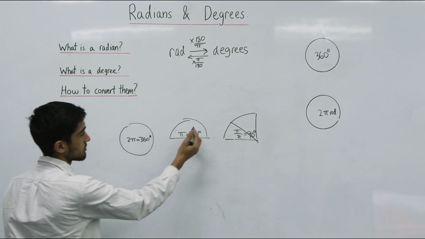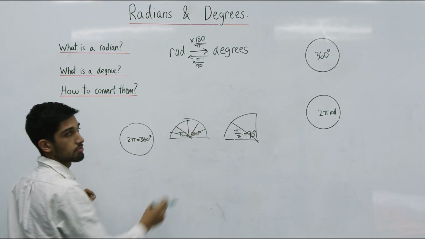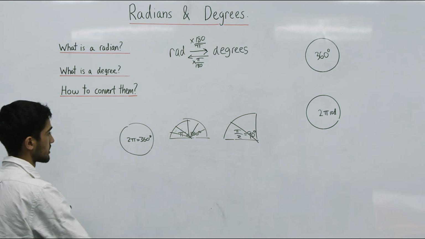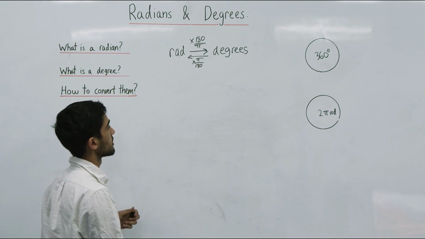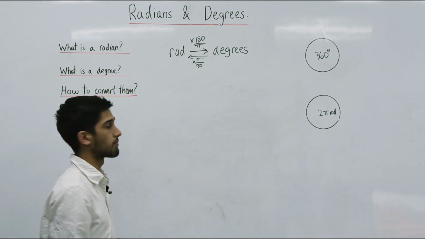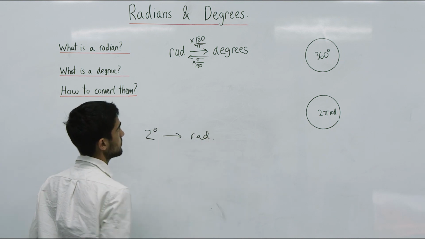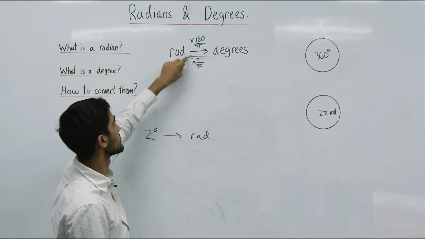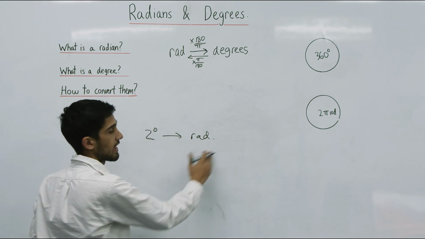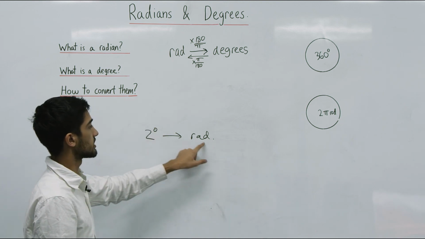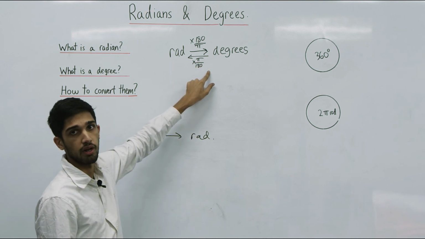Pi divided by 6, if we cut this into sixths, would give us 30 degrees, because 180 over 6 is 30 degrees. But to convert it in terms of practicing for any degree or any radian, what we can do is, let's start with something basic. What's 2 degrees into radians? So by just memorizing these 2 numbers and these 2 conversions, we can do any operation we need to do. So 2 degrees into radians, if you're going from degrees to radians, you multiply by pi over 180.